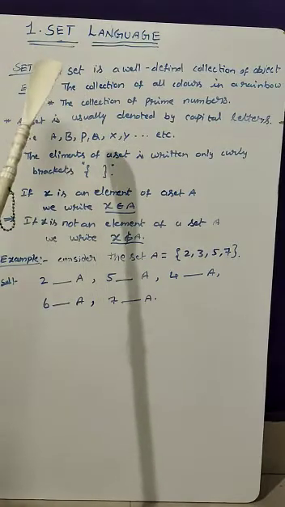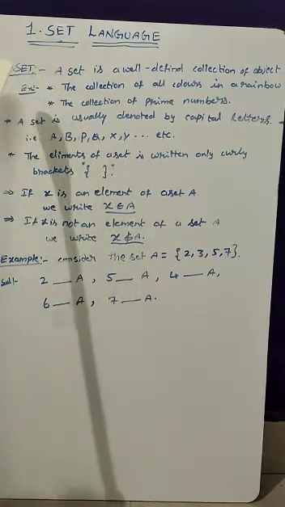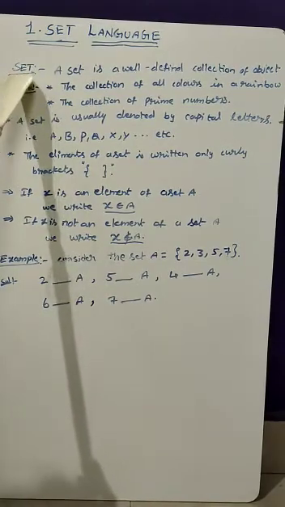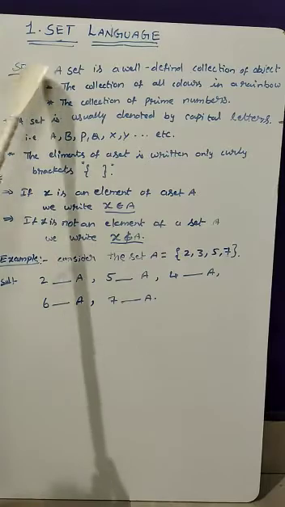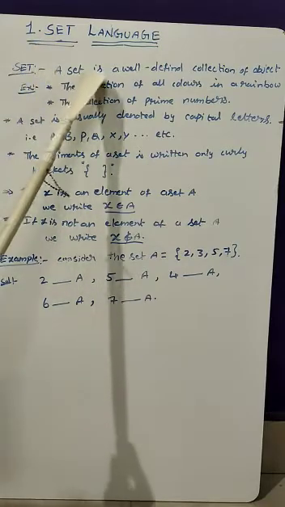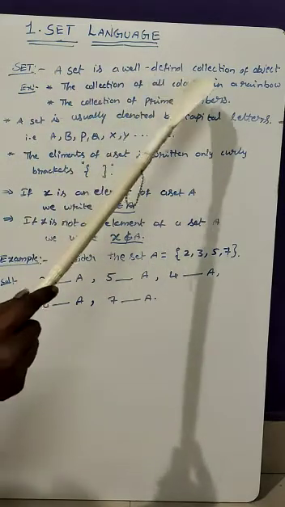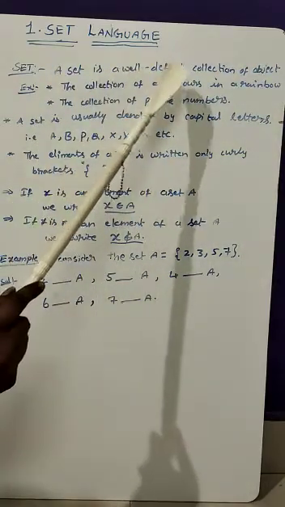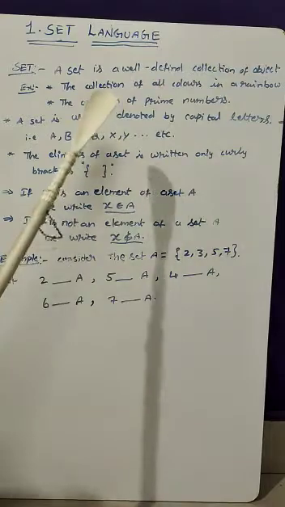First chapter, set language. So first, what is a set? See the definition of a set. A set is a well-defined collection of objects.